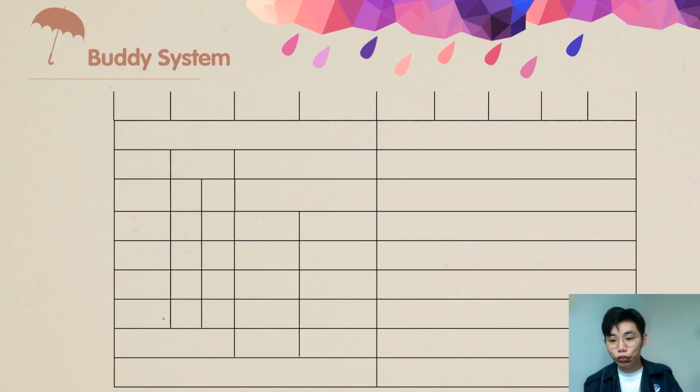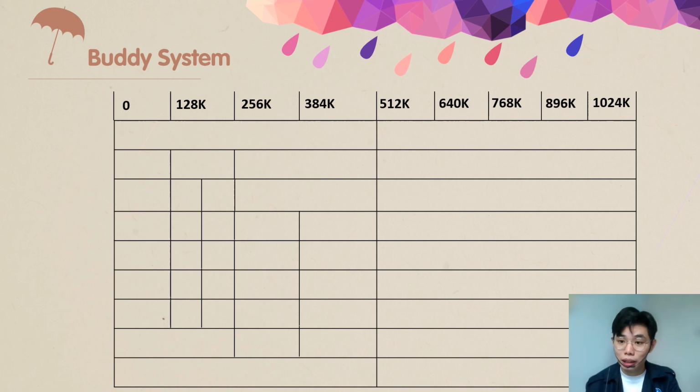To let Prof Ong understand more about what buddy system is, I would like to elaborate with this figure. I have allocated my memory into 1024k, which you can see from here, 0, 128, 256, and so on until 1024k. So this is the default 512 for easier expansion later on.